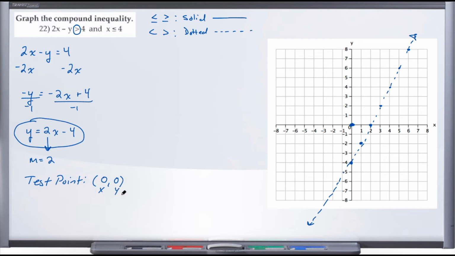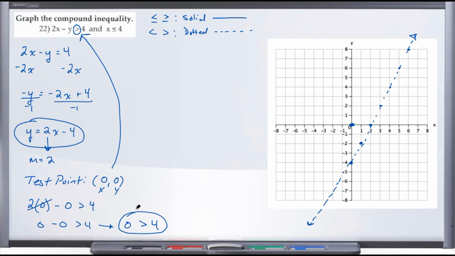So this is our x, this is our y, and we're going to take this test point and plug it back into the original inequality, and we want to test to see whether or not when we plug this point in, we get a true statement. So we have 2 times 0 minus 0 is greater than 4. Let's evaluate. 2 times 0 is just 0, minus 0 is greater than 4. Let's simplify for the last time. 0 minus 0 gives us 0 is greater than 4. Is this a true statement?